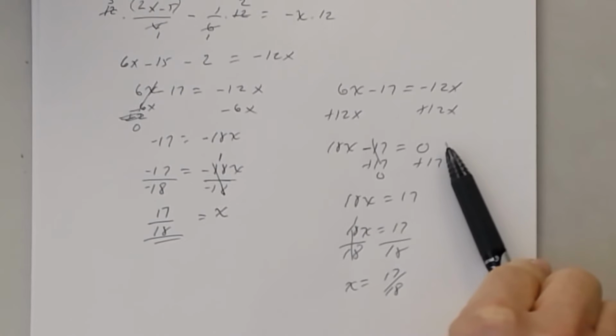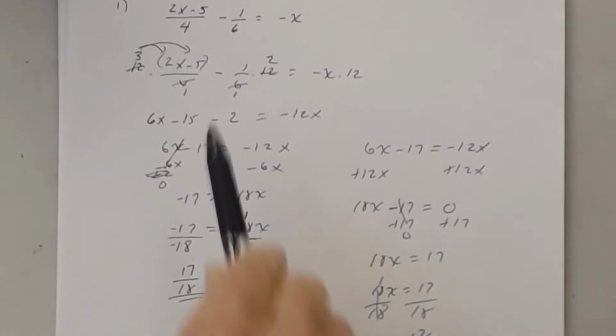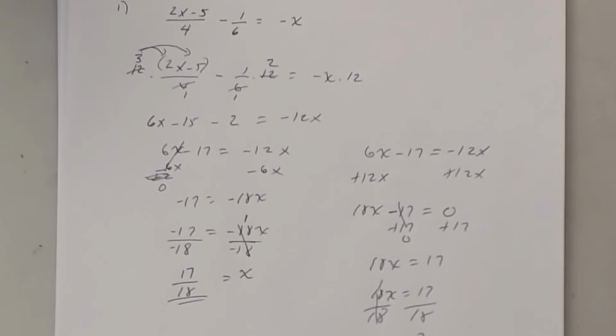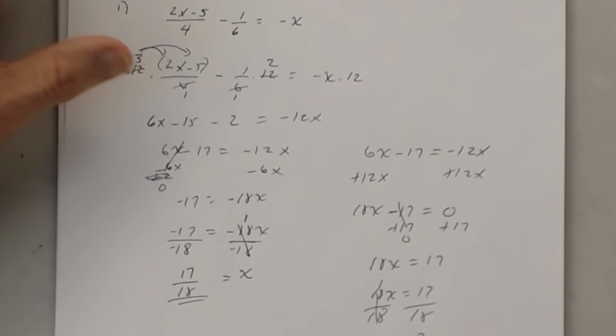Yes? Okay, I have a question. What were you doing on step 2? Step 2. What do you mean by step 2? Here. Yes, sir. Multiplying everything by the LCD to get rid of the fractions. Okay? All right. Now let's go to number 2.